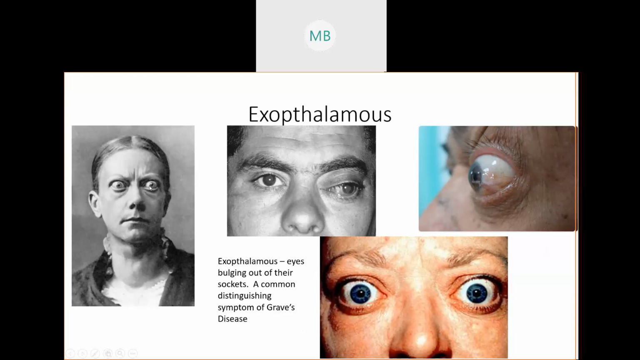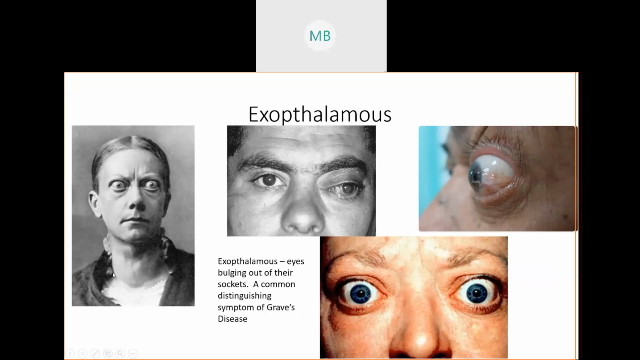Exophthalmos is the clinical term for when your eyes are being pushed out of their sockets. So these are bulging eyes out of their sockets. It's a distinguishing symptom of Graves' disease. It doesn't always happen evenly. This gentleman in this middle picture here has one eye that's bulging out and then one eye that's still in the socket and normal. This is a very old-fashioned picture of this.